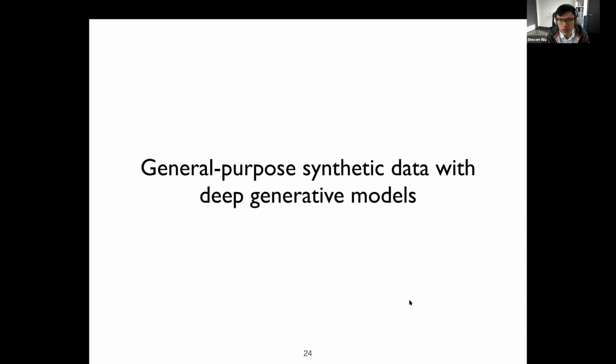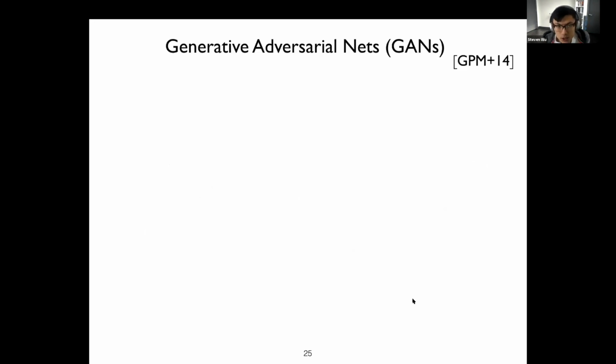Which is about thinking about general purpose synthetic data, but using deep generative models. So here you may not have a specific class of statistics in mind. So it's amenable to using more expressive models to represent the data distribution, like a deep neural network. In particular, the kind of approach we explore here is generative adversarial nets. I think most of us would have heard about this framework.